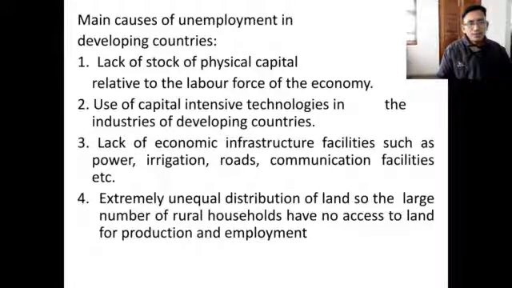So we have seen some types of unemployment: voluntary unemployment, involuntary unemployment, structural unemployment, cyclical unemployment, then frictional unemployment. Different kinds of unemployment we have discussed, and the causes, and the solution, monetary and fiscal policy that the government can take up. Okay, and the major causes of unemployment in developing countries we have discussed. Okay, I hope you understood clearly.